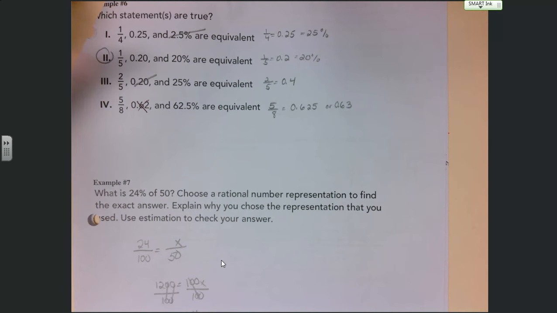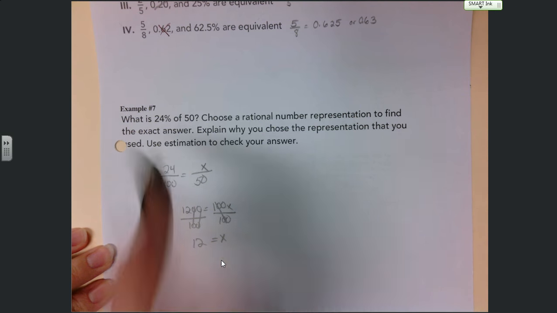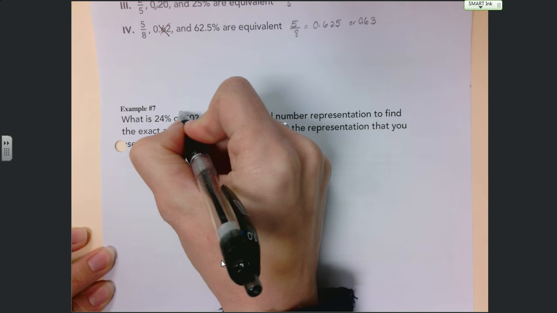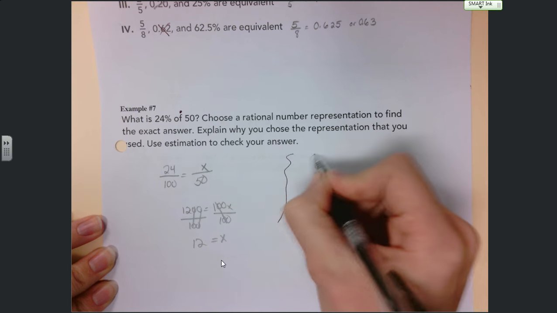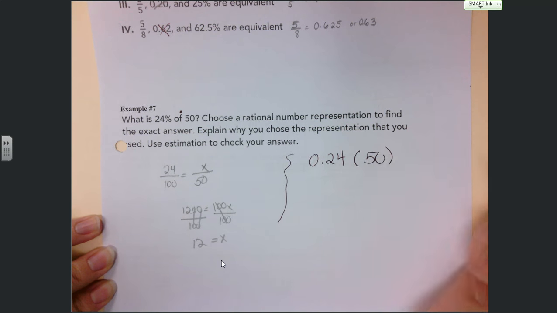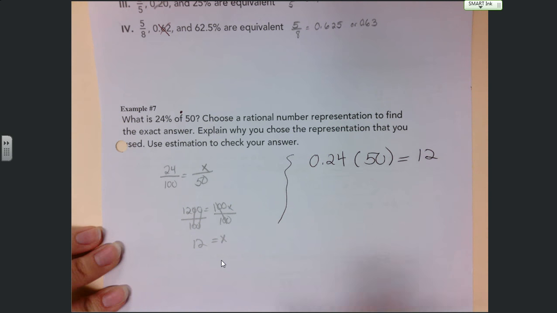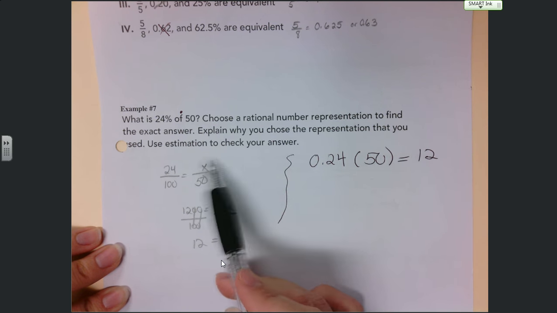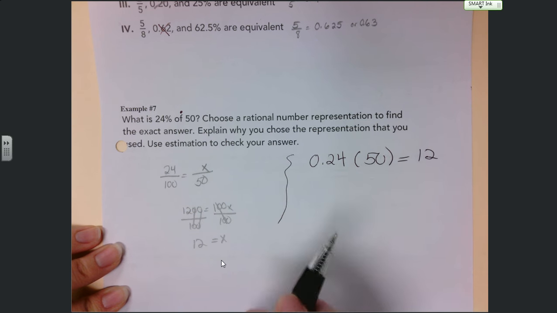So I went through and actually used a proportion to calculate what 24% of 50 is. I am seeing a lot of you, though, are recognizing that of means to multiply. So I do like that some of you are saying that 24 hundredths is the same thing as 24%. And so I'm seeing you go 24 hundredths times 50 to get your answer of 12 as well. That's great. And when they said choose rational numbers, those are fractions, decimals, and percents. Explain why I chose the representation I used. Well, these are the ones I'm familiar with. And then use estimation to check your answer.